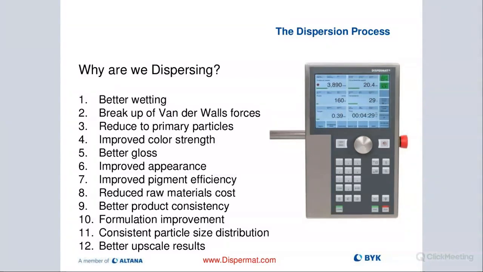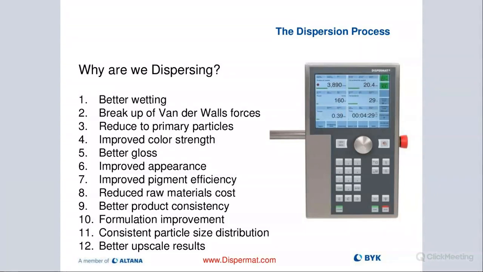So in the process, obviously, we're going to have improved wetting. We really don't want to destroy the pigments when we reduce the particle size. We just want to break up these van der Waals forces, these invisible forces that hold these pigment particles together. And the idea is then to reduce these particles down to a primary particle size. We want to improve our color strength, gloss, and appearance, and get better pigment efficiency.